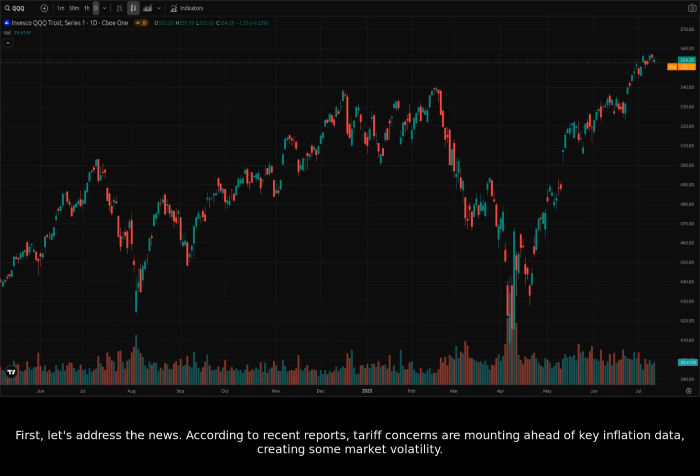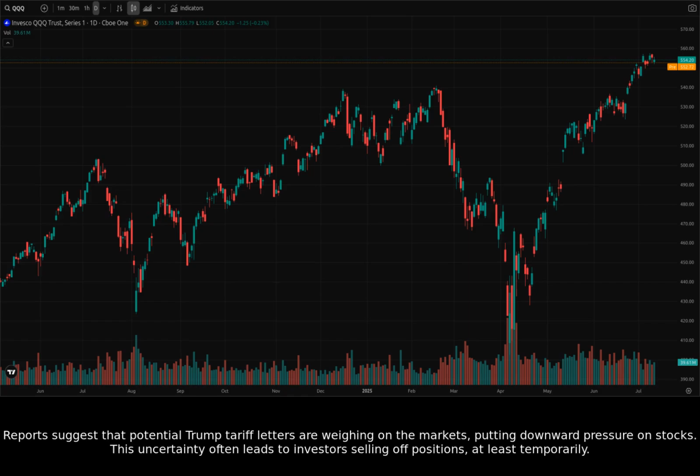According to recent reports, tariff concerns are mounting ahead of key inflation data, creating some market volatility. Reports suggest that potential Trump tariff letters are weighing on the markets, putting downward pressure on stocks. This uncertainty often leads to investors selling off positions, at least temporarily.